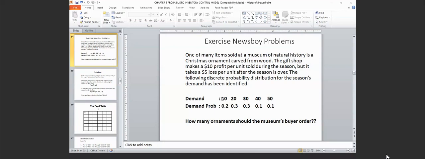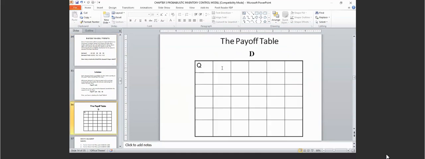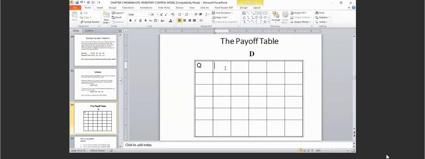So we start here the demand with 10 units, 20 units, 30 units, 40 units and 50 units. So the demand here we also put in: 10 units, 20 units, 30 units, 40 units and 50 units.